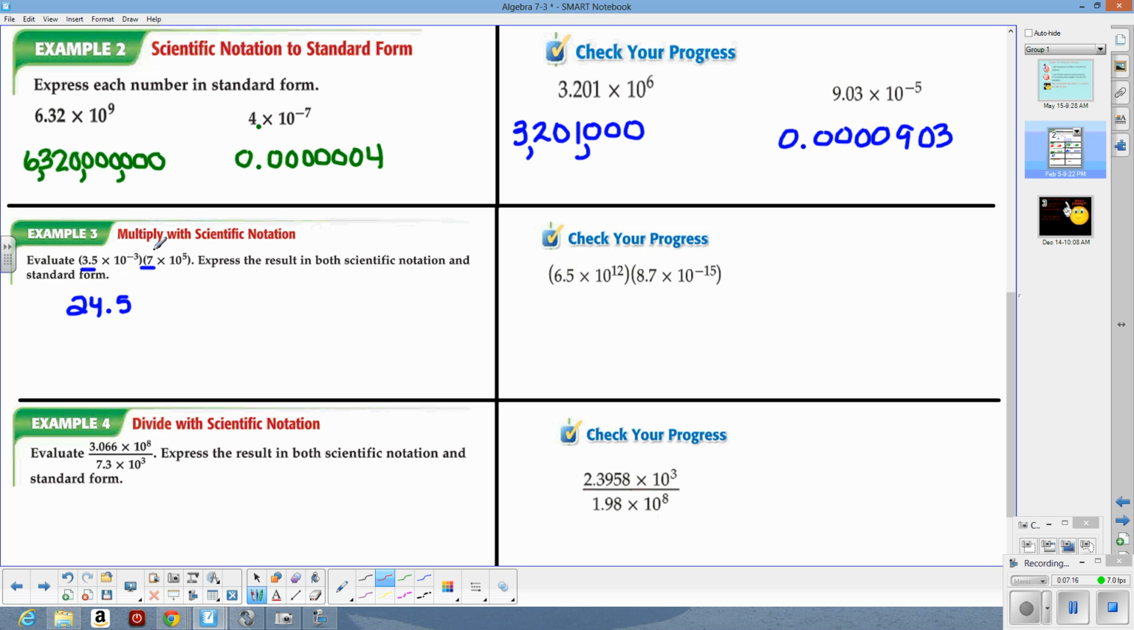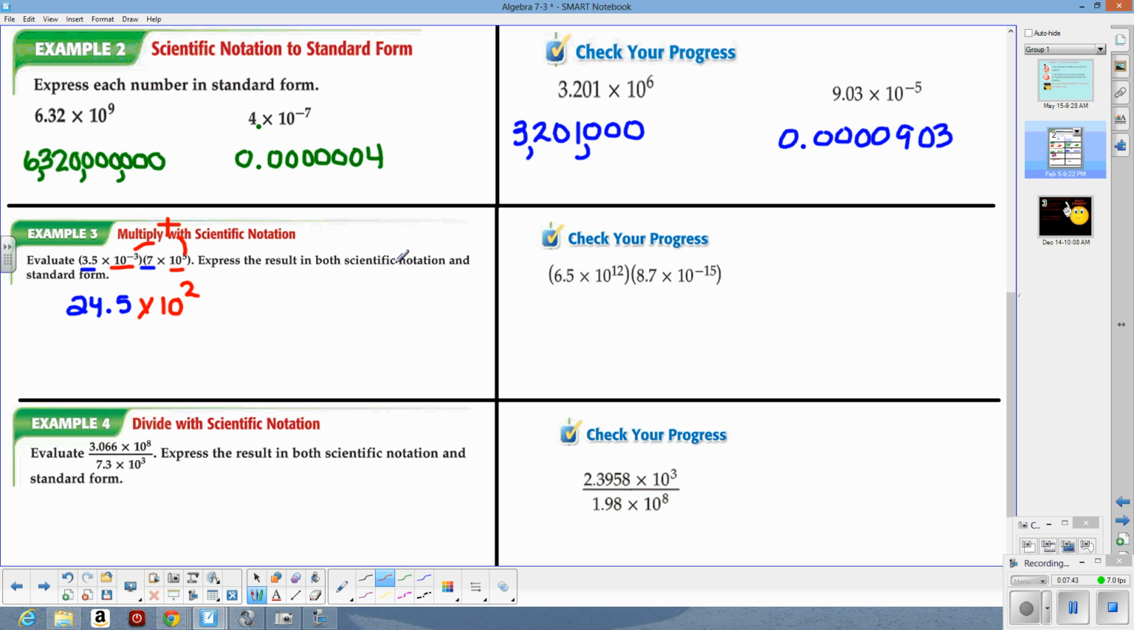And now we're going to multiply the 10 to the negative third times 10 to the fifth. When you multiply powers with the same base, you need to add their exponents. So negative 3 plus 5. Negative 3 plus 5 is going to be 2. So this is going to be times 10 to the second power.